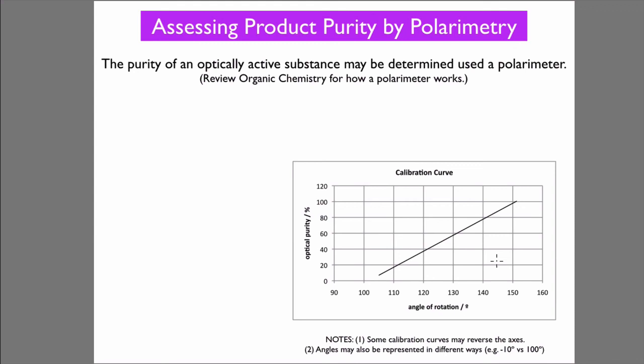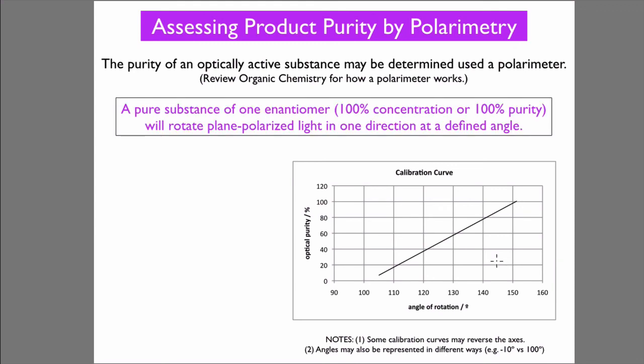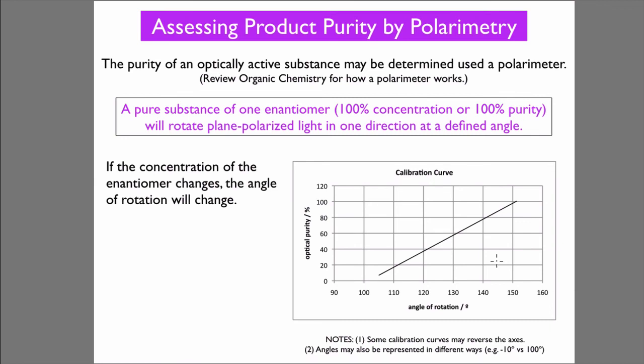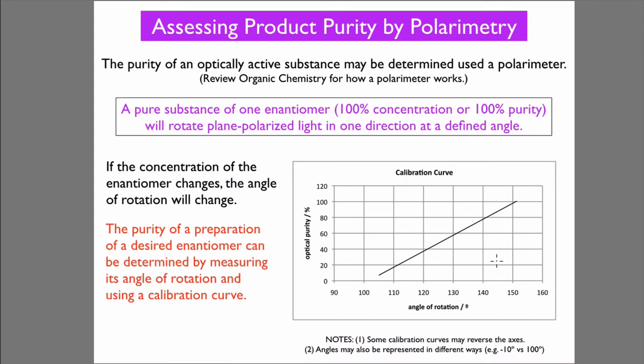Assessing product purity by polarimetry. The purity of an optically active substance may be determined using a polarimeter. You can review organic chemistry to find out how these things work. A pure substance of one enantiomer, 100% concentration or 100% purity, will rotate plane polarized light in one direction at a defined angle. If the concentration of the enantiomer changes, the angle of rotation will change. The purity of a preparation of a desired enantiomer can be determined by measuring its angle of rotation and using a calibration curve.